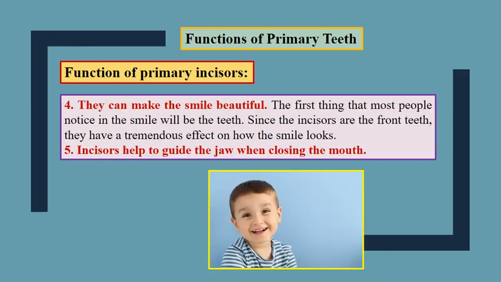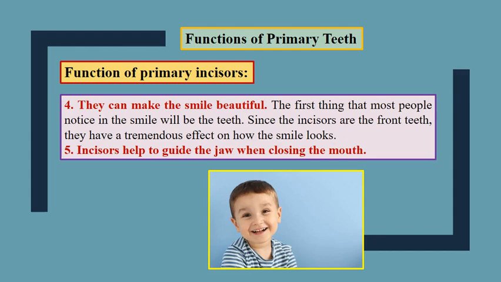النقطة الرابعة they can make the smile beautiful. طبعا الأسنان لها دور جدا كبير بجعل الابتسامة جميلة. The first thing that most people notice in the smile will be the teeth. Since the incisors are the front teeth, they have a tremendous effect on how the smile looks. ولكون هذه الأسنان تكون في مقدمة الفم، لذلك لها تأثير جدا كبير في كيفية ظهور الابتسامة.